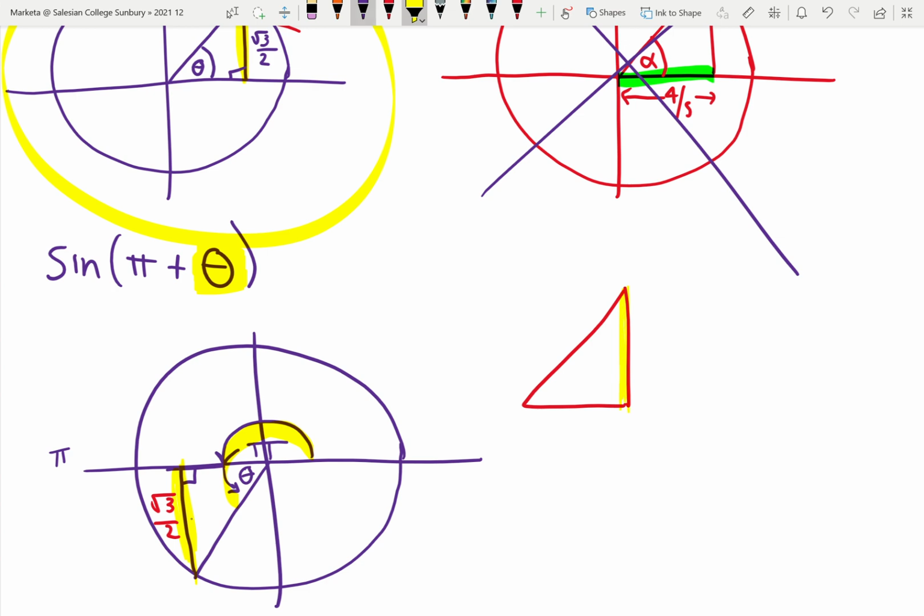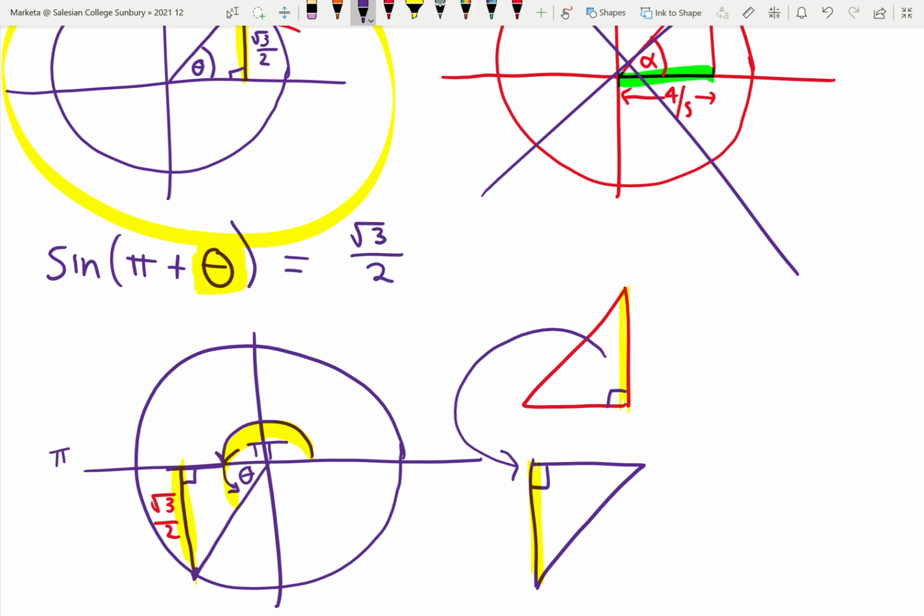Then we flipped it over, or rotated it, if you like, so that it lay down this way. And now this yellow line is represented here. So if we want to see our physical length there of our sine of pi plus theta, it's still root 3 on 2.